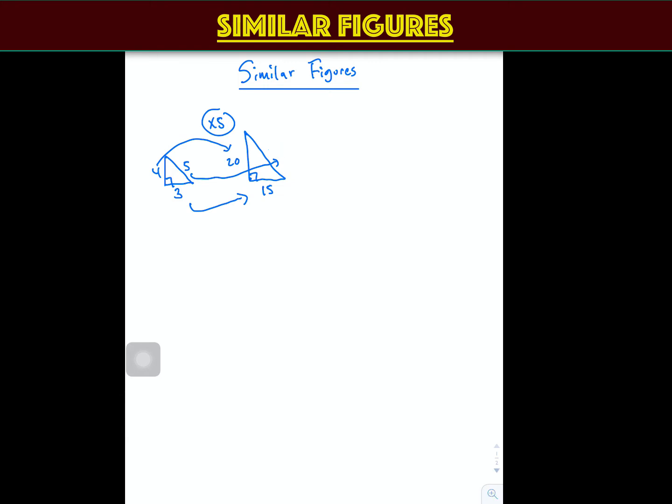If one of these side lengths was changed to being multiplied by a different scale factor or being dilated by a different amount, in this case this one's times 6, then they are no longer similar figures, so this would not be a similar figure. Change that back to be a similar figure, the answer would be yes, similar.